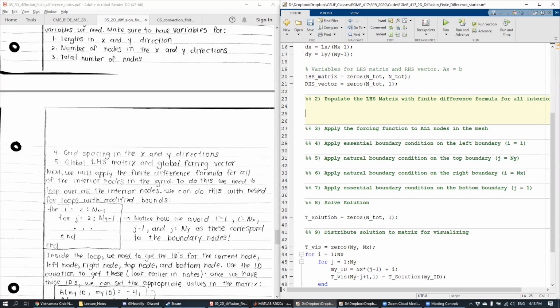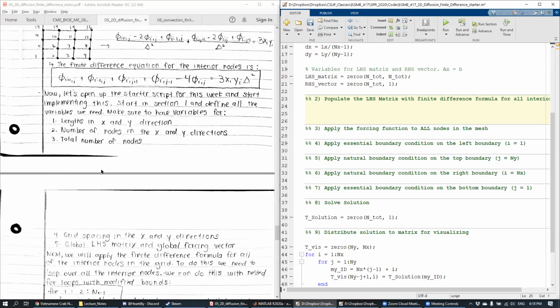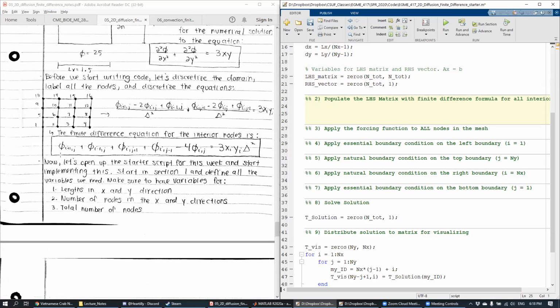Right. Because for the interior nodes, we can apply the 5-point stencil because each of the interior nodes here will have all of these neighbors, right? Because remember, the condition for using this equation is for all of these neighbors to exist. And so that's only true for the interior. So for the boundary nodes, it's missing at least one neighbor, and so we can't apply the same equation.